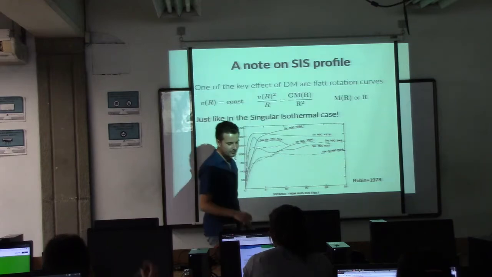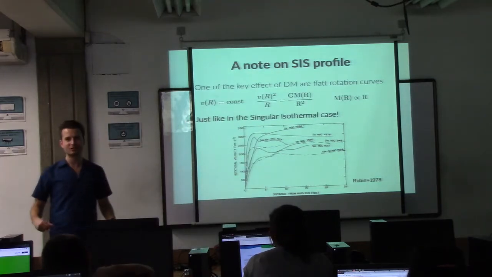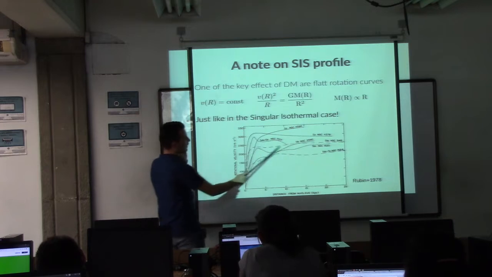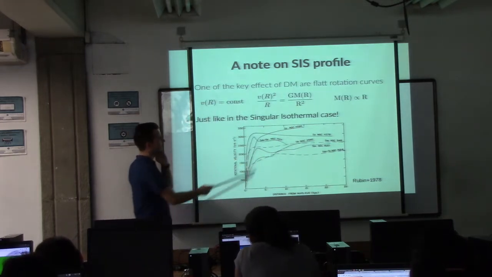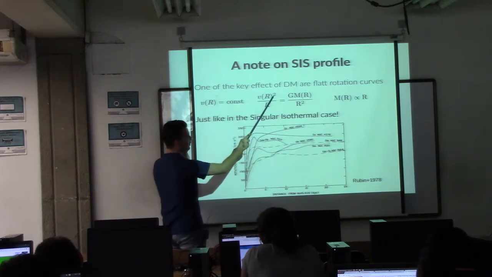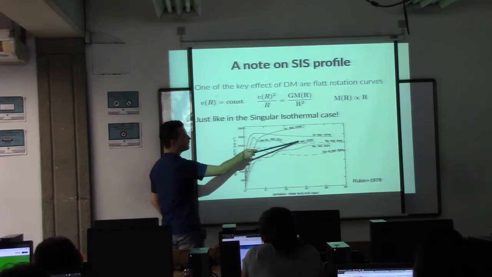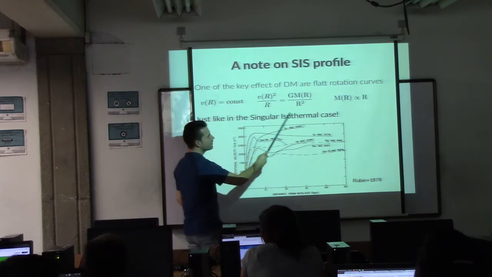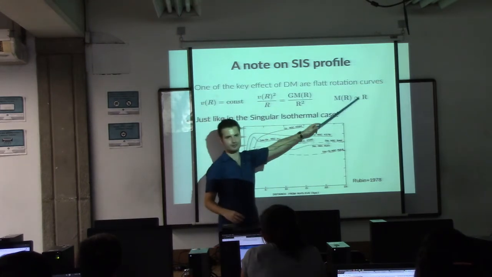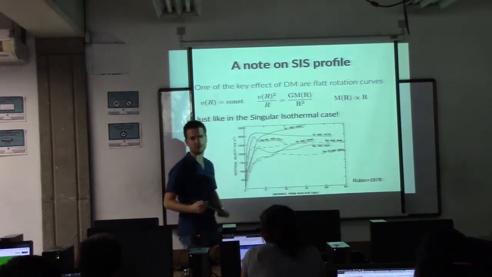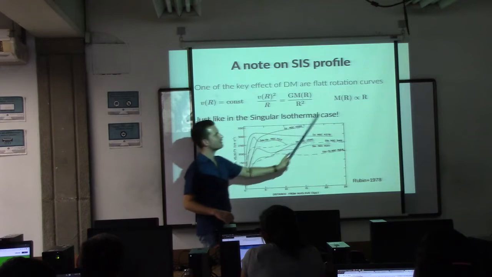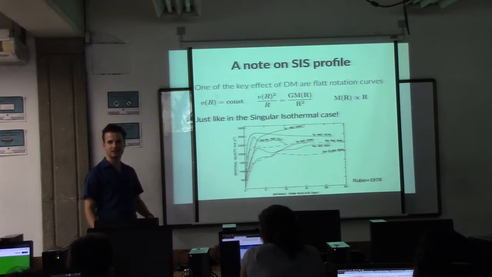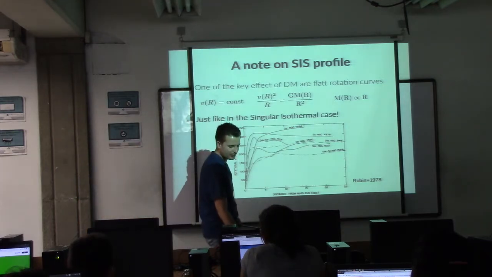And as a small digression, this is actually how we also get the singular isothermal profile. So the flat rotation curves mean that your velocity as a function of radius is constant. But also when you equate the centrifugal force and the gravitational force, the velocity at this point gives you an idea of how much mass is enclosed within the radius. When you solve this, you get that your mass enclosed is proportional to the radius. That's exactly what we had from a singular isothermal sphere. Of course, you can't extend it to radius going to infinity, but this is why the singular isothermal sphere actually does work as a viable model of galaxies.